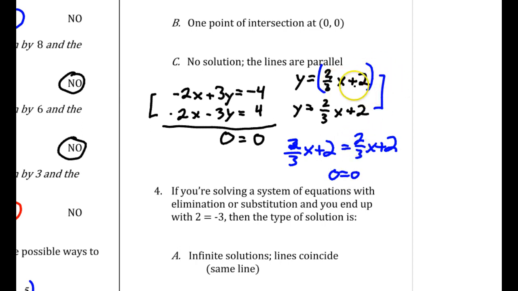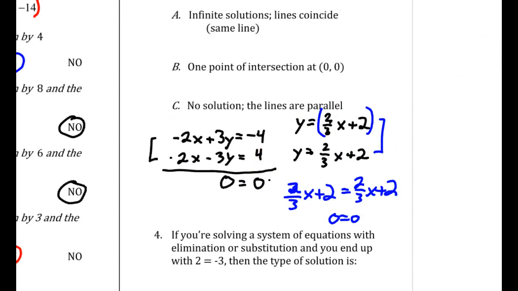So they can be the same exact equation like they are here. They're both 2/3x plus 2. Or they can be multiples of the same equation. Like the second equation is just the first equation multiplied by -1. In both cases, you end up with an infinite solution because you get a true statement.